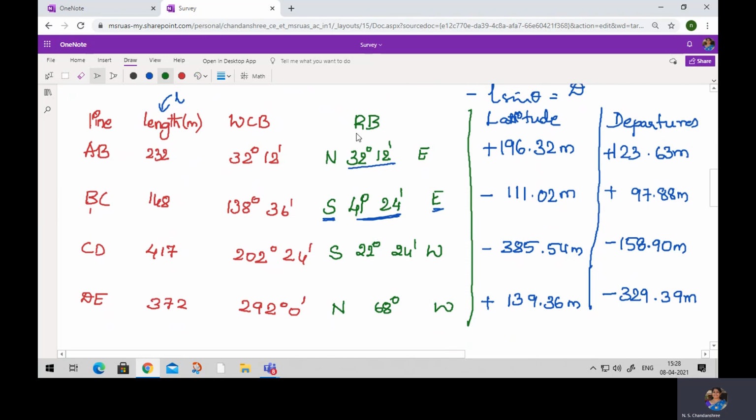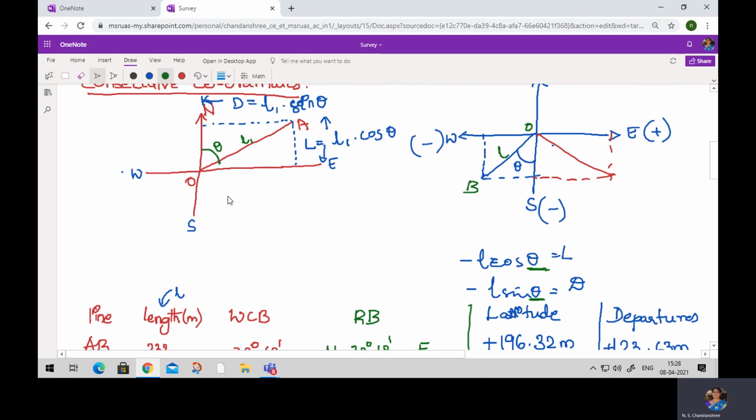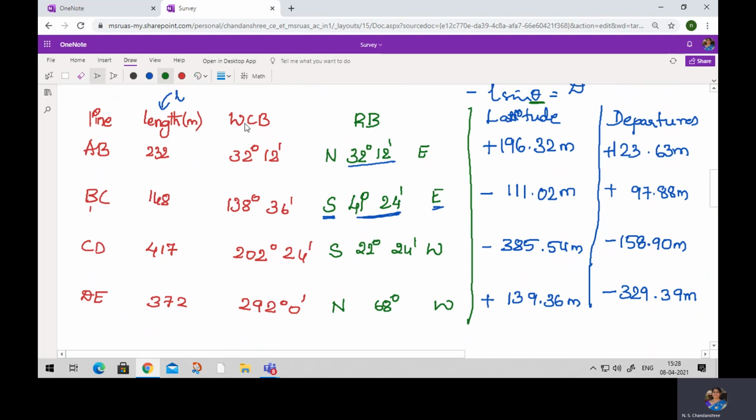Before that, we have the formulas L cos theta and L sin theta. Before everything, we have to find the value of theta. Now, what did I tell? Theta is the angle measured from the north or the south. That means you can convert these whole circle bearings into reduced bearings, also called quadrantal bearings. So 32 degrees 12 minutes becomes north 32 degrees 12 minutes east.